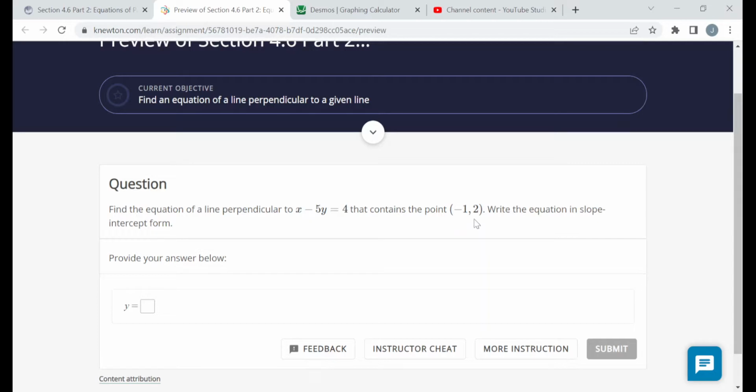So our line, the line we're writing the equation for, has the point negative 1, 2 on it, right? This line doesn't. Right? If x were negative 1 and y were 2, this would not be true, right? Write the equation in slope-intercept form, right? Y equals mx plus b. Alright, so I'll write out the situation here.